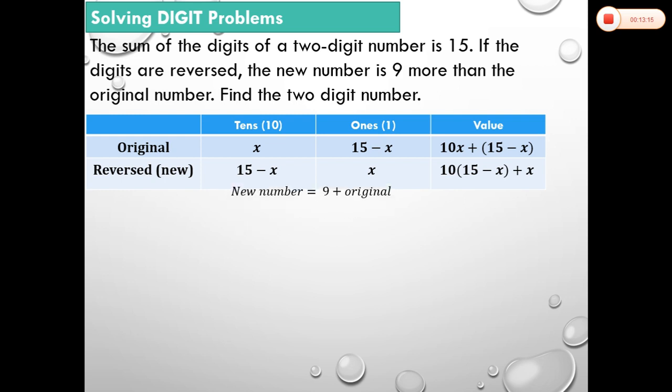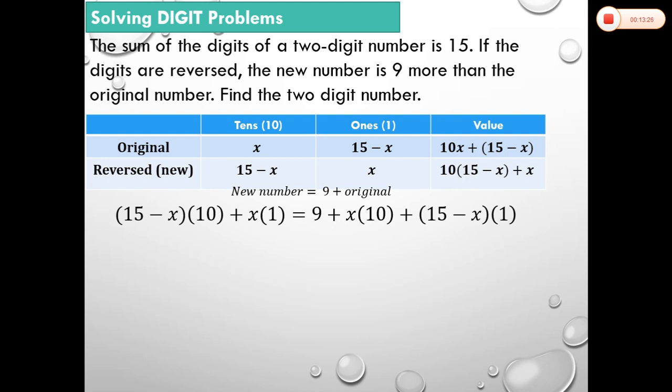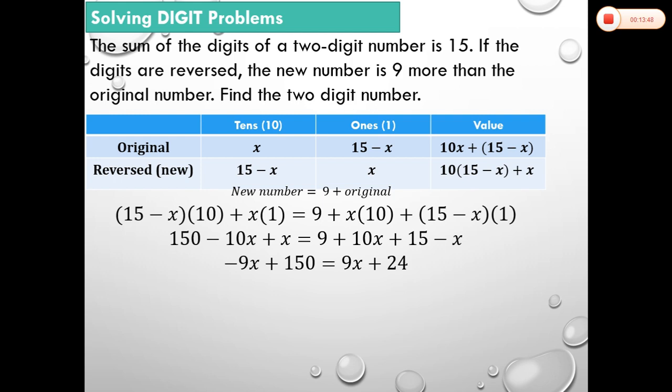The working equation will be, from the problem, we have the condition, the new number is 9 more than the original. Hence, the new number, 15 minus x multiplied by 10 added to x times 1, is equal to 9 plus the original, which is 10x plus the quantity 15 minus x. Simplifying, 150 minus 10x plus x is equal to 9 plus 10x plus 15 minus x. Collecting similar terms, negative 9x plus 150 is equal to 9x plus 24.